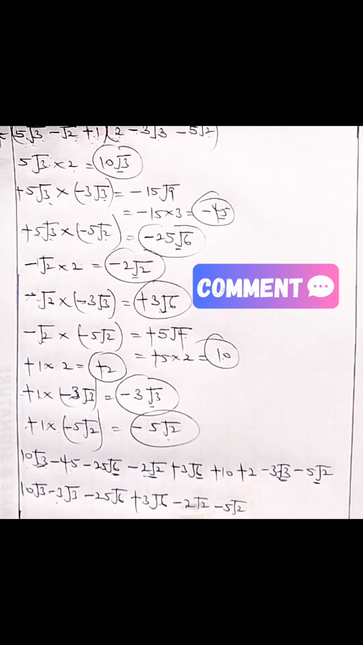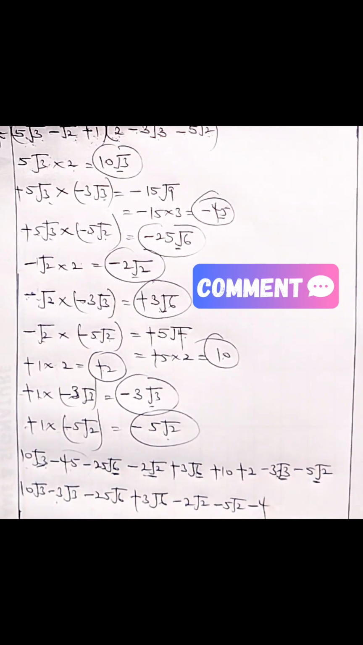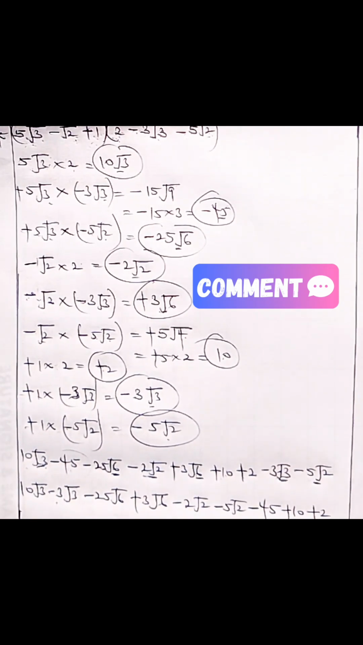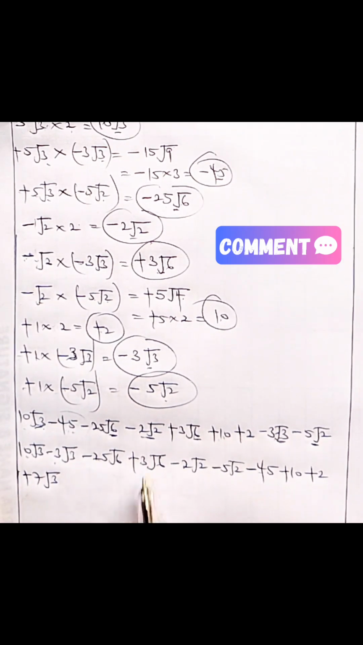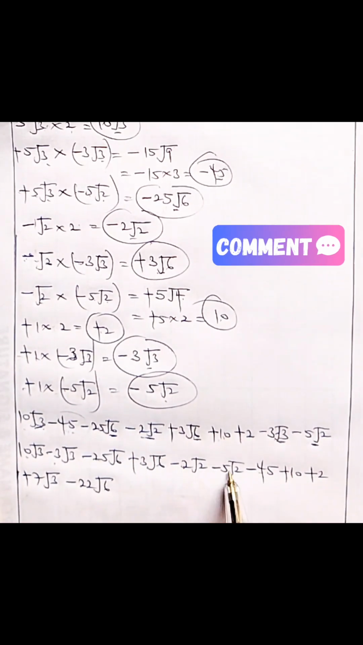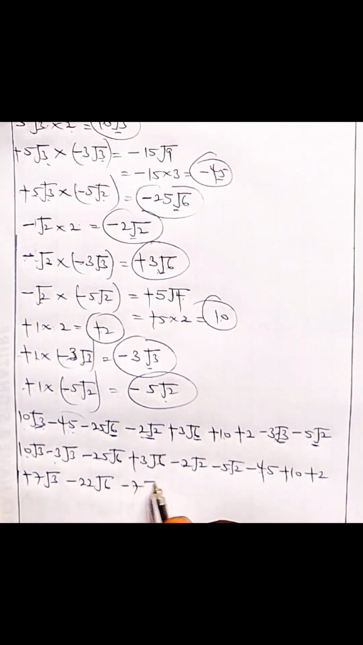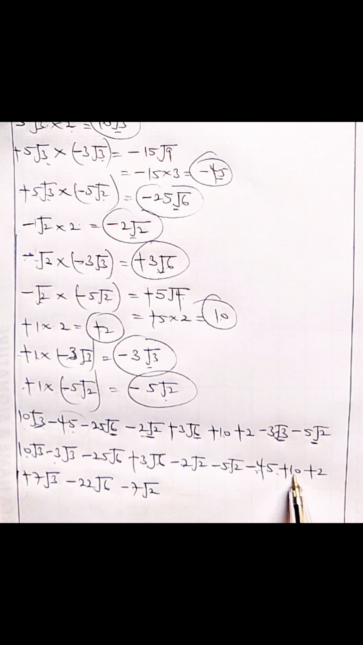Now the ones without any radicands: minus 45, then plus 10, then plus 2. So minus 45 plus 10 plus 2. So let's combine all of them together. So 10 minus 3. Now these ones we can combine because they have the same radicand. Plus 7 root 3. Minus 25 plus 3 will give us minus 22 root 6. Minus 2 minus 5 will give us minus 7 root 2. Then we're done with all that. Then the ones without radicands, minus 45 plus 10 is minus 35. Minus 35 plus 2 is minus 33.